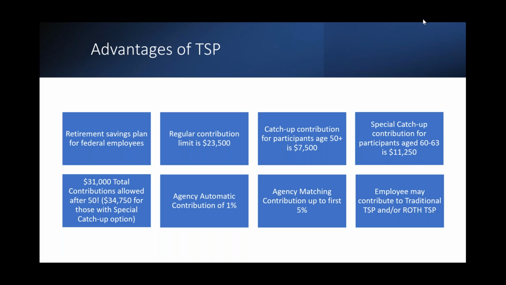If you say, I don't want to put any money in my TSP, the government's automatically going to match 1% of your salary. Now, you can get up to 5% dollar for dollar. So that's a good thing, right? You'll be able to get matching contributions up to 5% of your annual salary. And again, you get the opportunity to contribute to both.